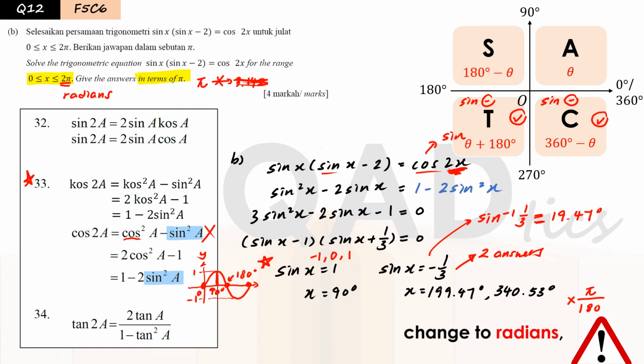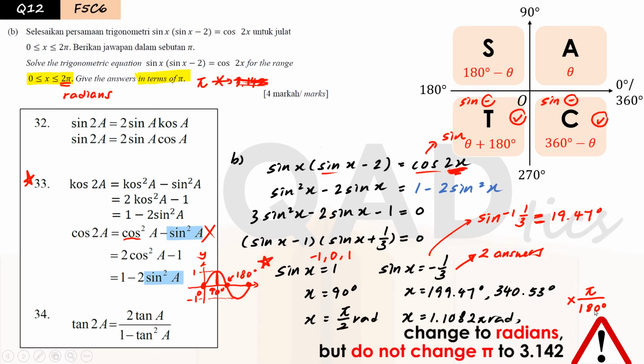over 180 degrees. But for this pi, again, let's not change it to 3.142. We leave it as it is. So for all of the values here, we just divide by 180 only. Once we divide, these would be our answers.